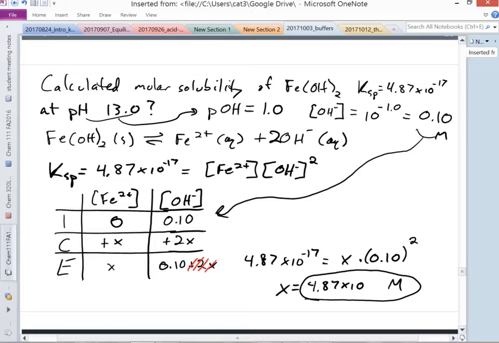4.87 e minus 17 divided by 0.1 squared equals. Better. Thank you. Yeah, that's it. Oh, should it be? Yeah, how many sig figs? Good call. I think I would lose a point here. Clearly I would have gotten it wrong in the first place, but it should be one sig fig. Good.